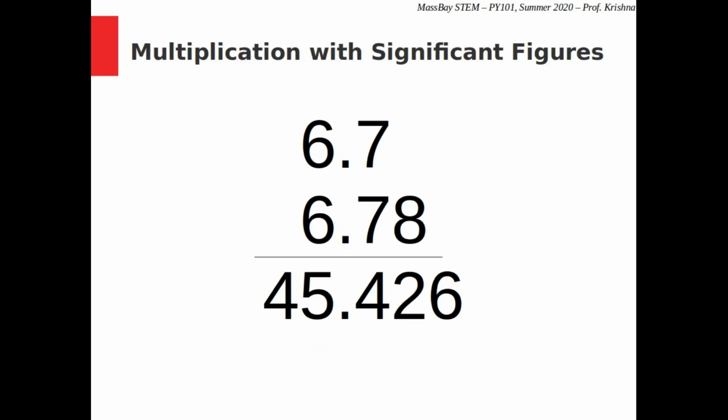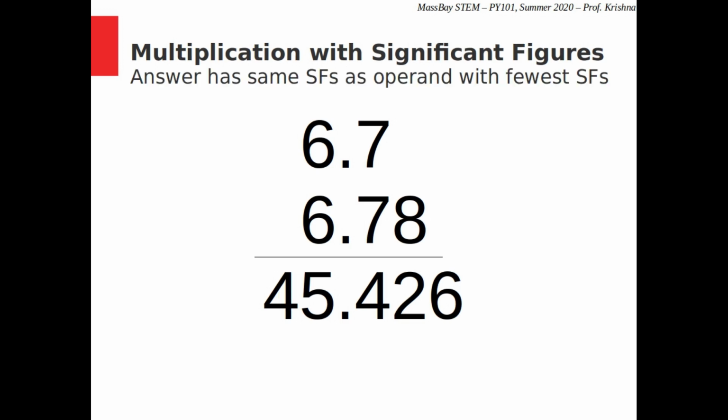There's a different rule for multiplication, and it's actually simpler. Supposing you multiply 6.7 by 6.78, your calculator will give you 45.426. How do we report this? In multiplication, the result always has the same number of significant figures as whichever input had the fewest significant figures. Since 6.7 has only 2 significant figures, while 6.78 has 3, we have to round our answer so it has only 2 significant figures.